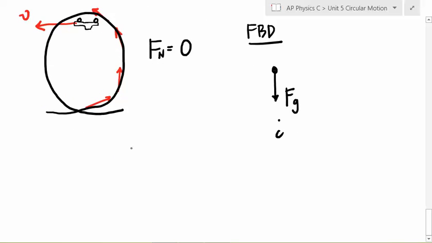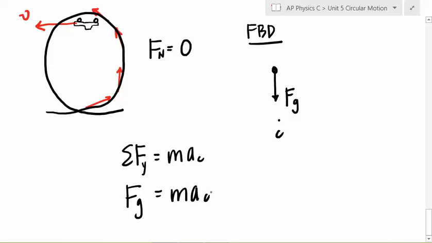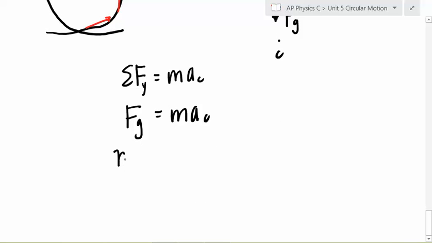Definitely forces are unbalanced here. The sum of the forces would be equal to MA, and if it's moving in a circle, better be MAC. So the gravitational force would equal MAC, but the gravitational force is the weight of the object, which is the mass times the gravitational field constant. And the centripetal acceleration would be v squared over r. So what doesn't matter? The mass.